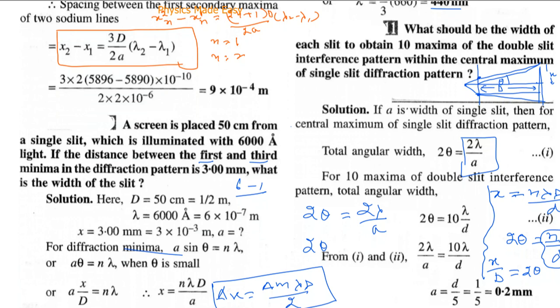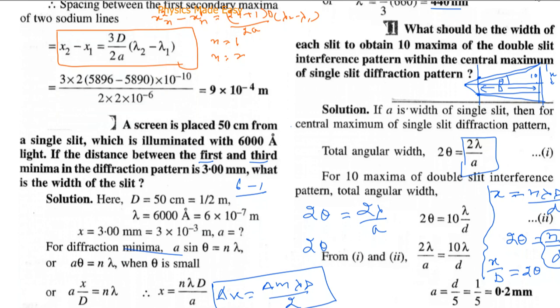Now, this is theta. I am taking it from the central point between the two slits. This is theta and this distance is x. x is the distance, you can say, the angular separation of the 10th maxima. So 10 maxima have been included here according to this diagram.